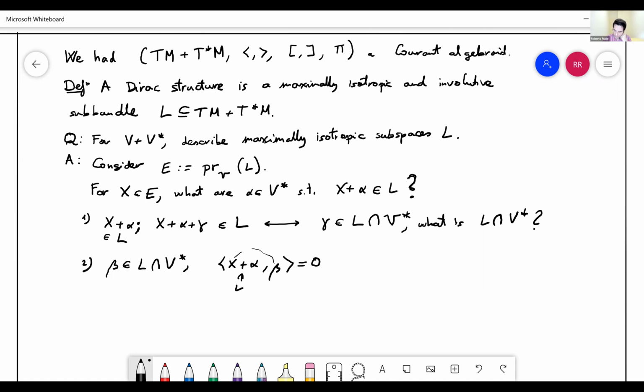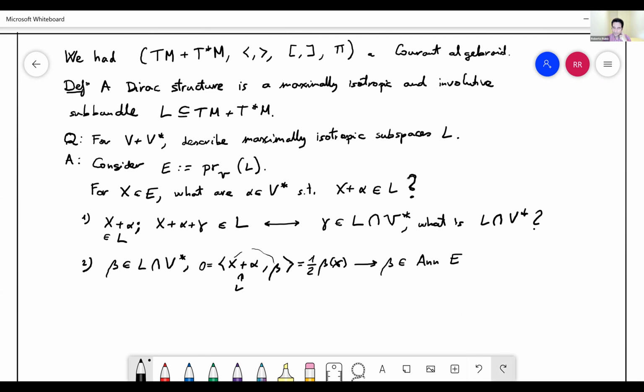So actually it will be nicer to just put the 0 here and to put here 1/2 of beta x. So you know actually that this beta is going to be in the annihilator of E, okay? Because here I can put any element x plus alpha in L, and E is precisely the projection of the elements of L to V, okay?